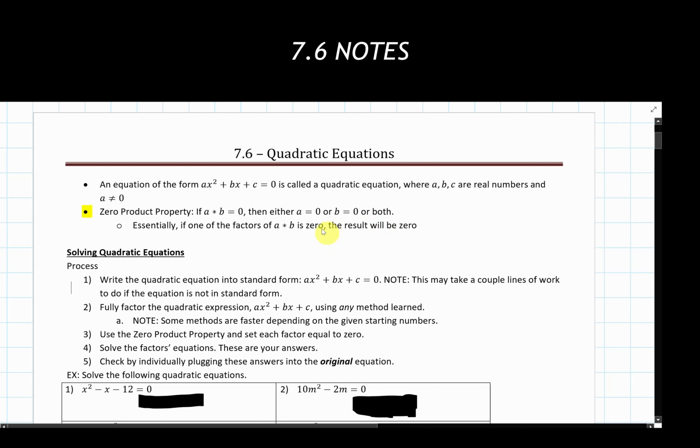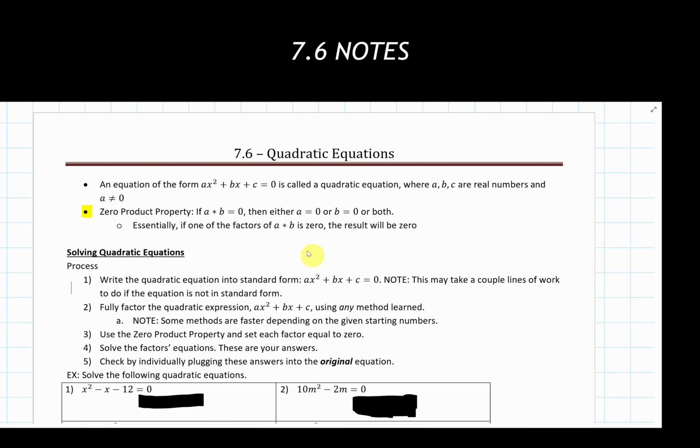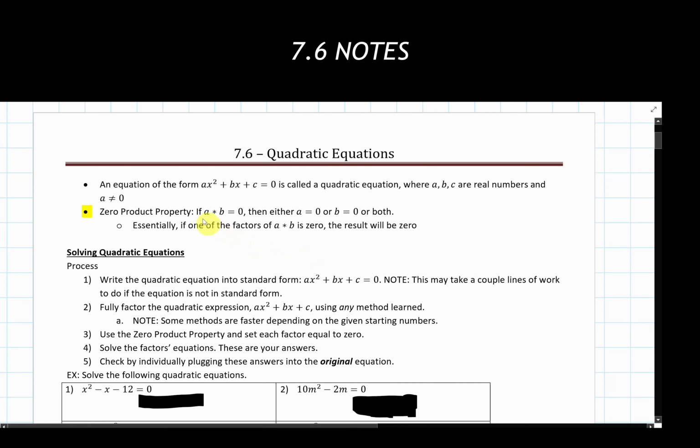And we can think of this as essentially being, if you have two numbers multiplying together, and the result is 0, well, one of those two numbers therefore has to be 0. Could be the first one, could be the second one, it could be both of them, but at least one of those values has to be 0.